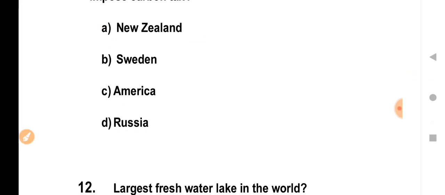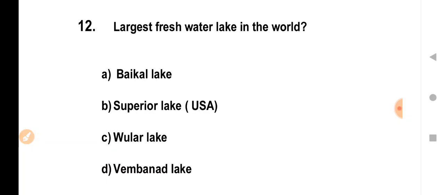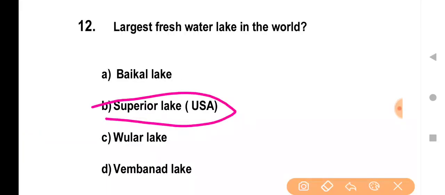And the next question is, largest freshwater lake in the world? And the answer is Lake Superior from USA. USA means United States of America.